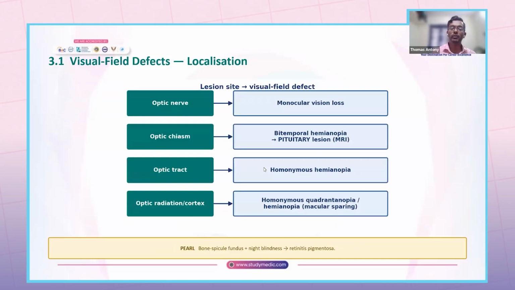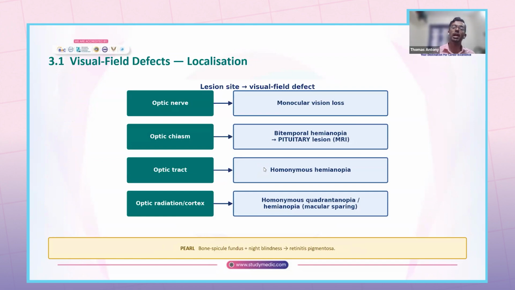So coming to the visual field defects, in case of optic nerve defect, that is the complete supply to the eyeball, so there is a monocular vision loss. If it is the optic chiasma, that means that is in the center, so you will get bitemporal hemianopia.